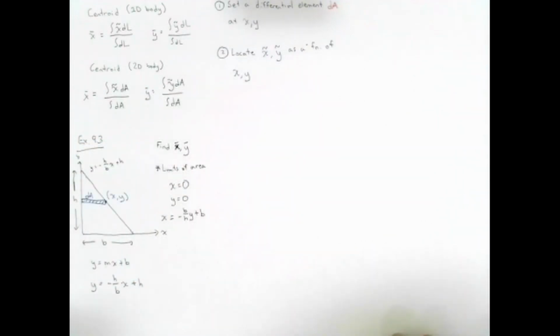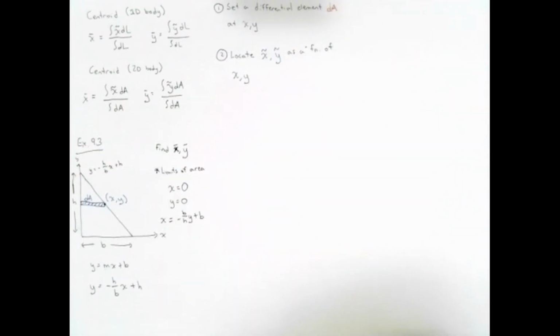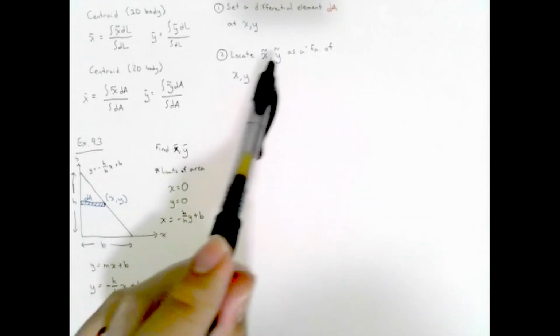Now, I mentioned when we were doing one-dimensional bodies, we said that this is actually really easy to do, because in one dimension, our differential element with length L is essentially just a point, which means that x squiggly is equal to x, y squiggly is equal to y. But here, we're actually going to have something different. So let's see what that looks like.